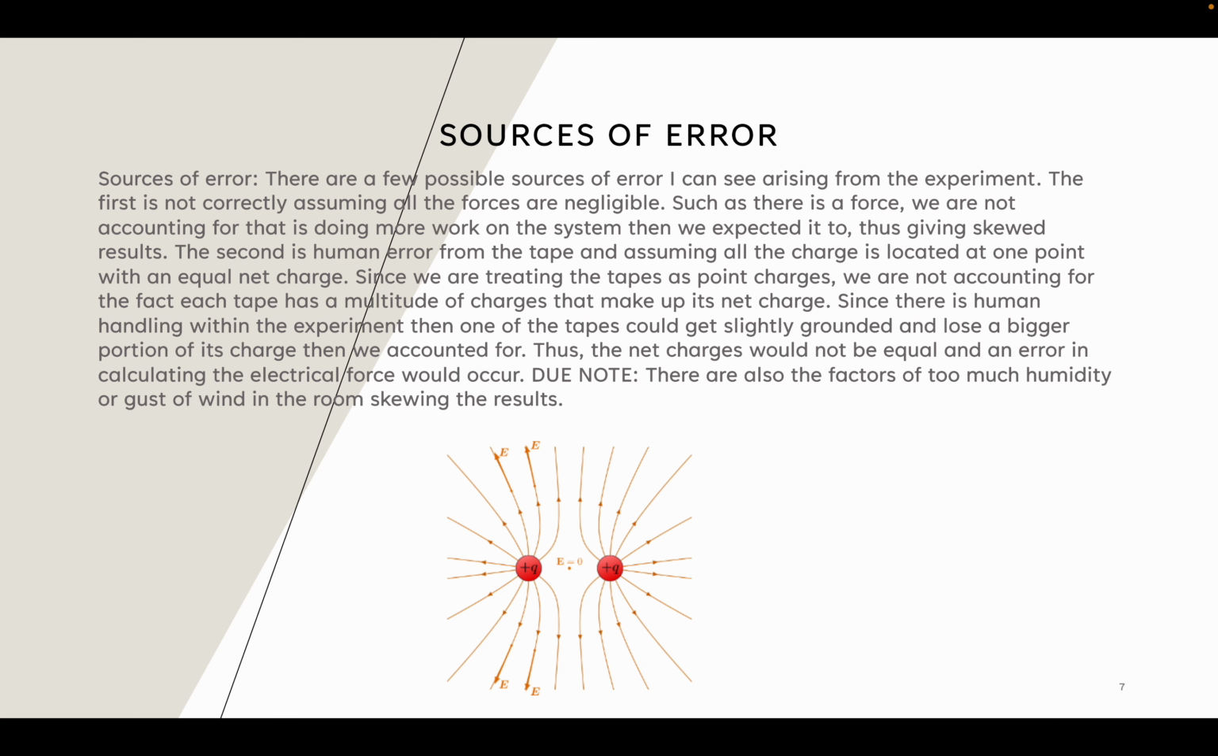So for sources of error, there were just a few that I could see arising. The first one was just not accounting for a force that we were assuming is negligible. So if there's a force that is doing more work on the system than we expect it to, it could skew results. Assuming that you're maybe handling the tape too much, you could possibly dissociate the polarization or the charge on a piece of tape, making its net charge not equal and skewing the results. And then one thing I did want to note about sources of error is that you could also have factors of too much humidity or a gust of wind in the room you're performing this in that could skew the results. So there's quite a bit of chance for sources of error, but I don't think any of these apply to this scenario, except for maybe touching the tape too much.